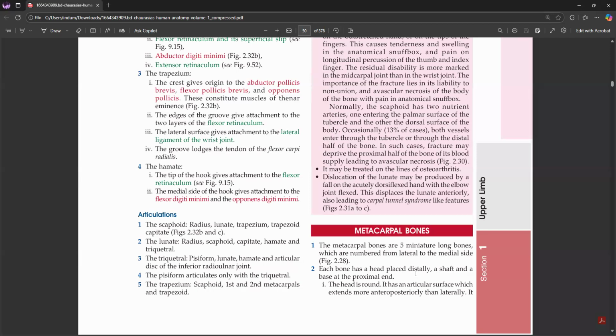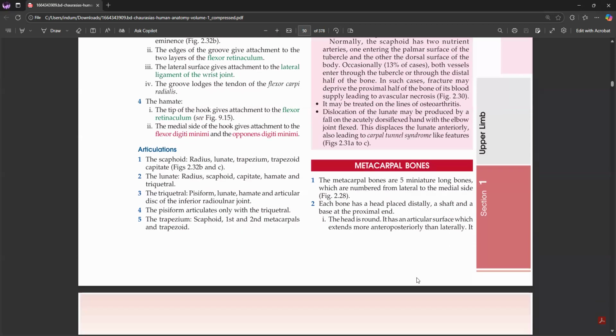Dislocation of the lunate may be produced by a fall on the acutely dorsiflexed hand with the elbow joint flexed. This displaces the lunate anteriorly, also leading to carpal tunnel syndrome-like features, figures 2.31a to c.